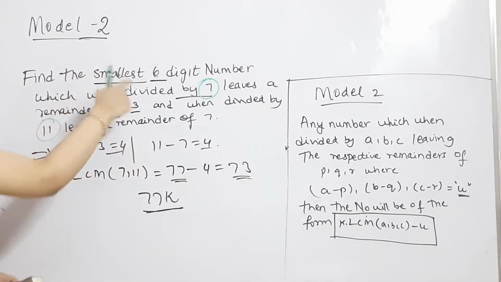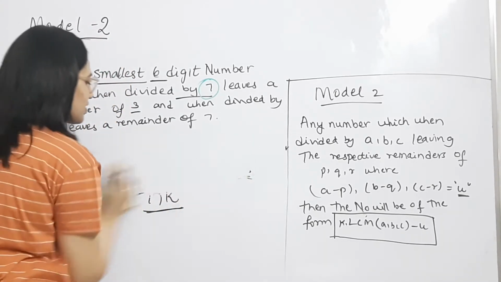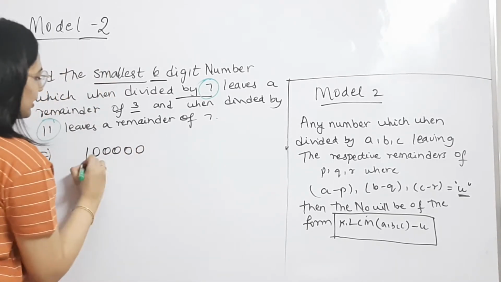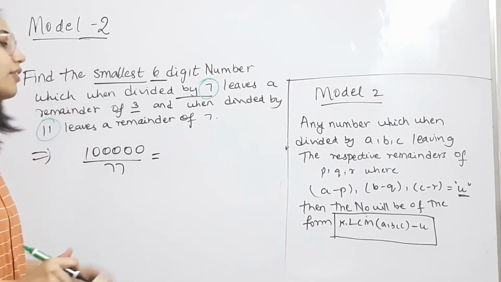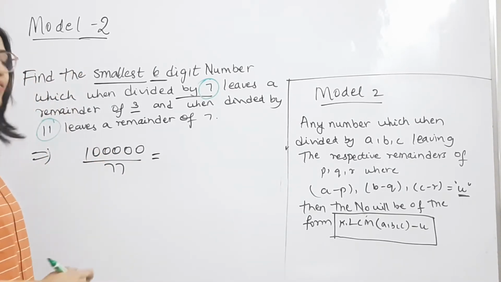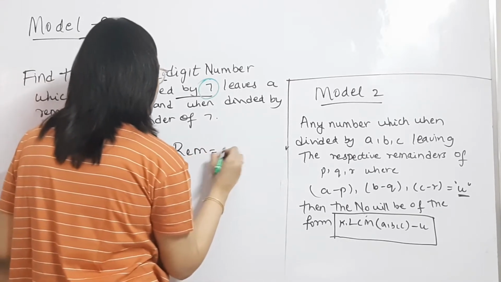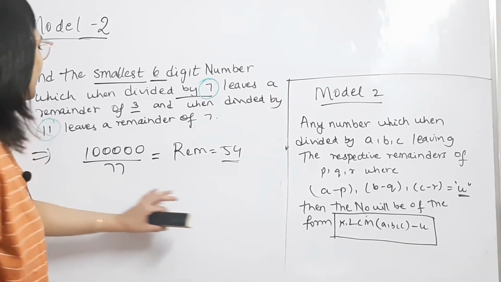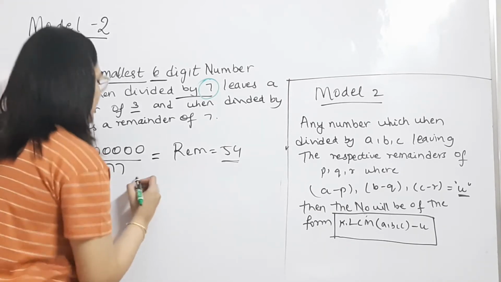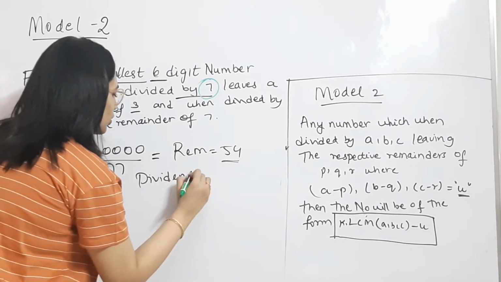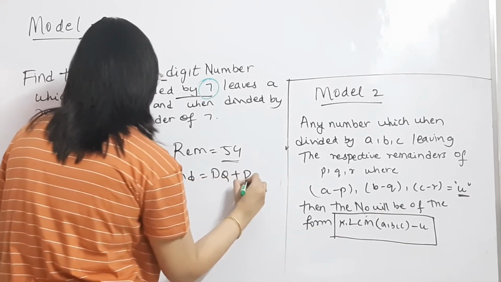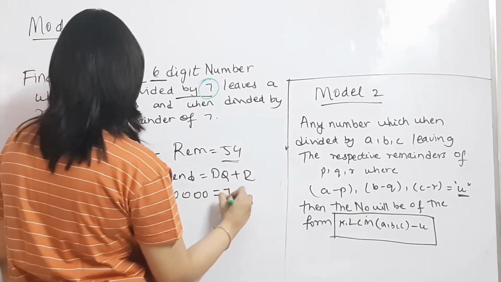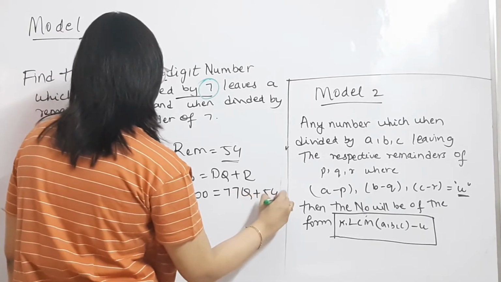Okay, that means now take the smallest 6-digit number here. What is the smallest 6-digit number? In this case, it's 1 lakh. Divide this by 77. So when you divide 1 lakh by 77, you will get the remainder as 54. Okay, so what you need to do is, you know for a fact that dividend is equal to divisor into quotient plus remainder. Right. So when you divide 1 lakh by 77, you will get the remainder as 54.